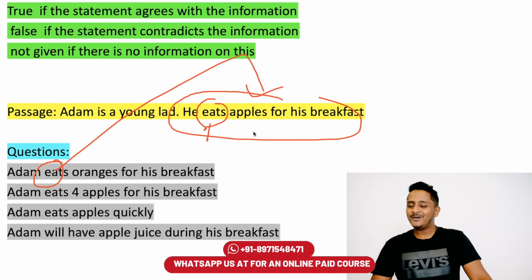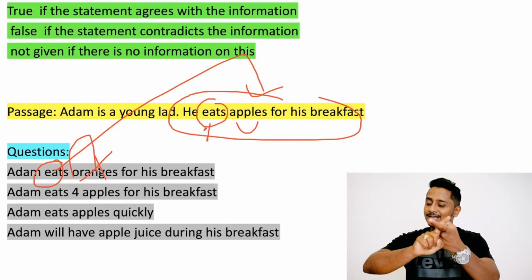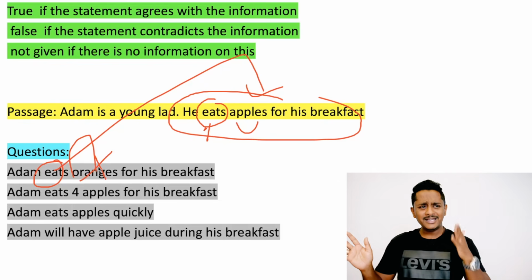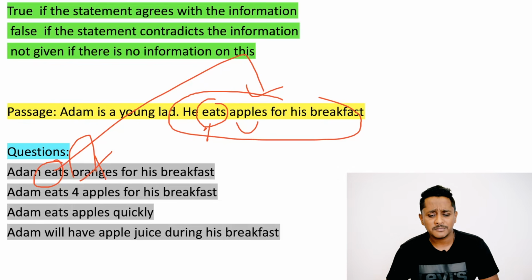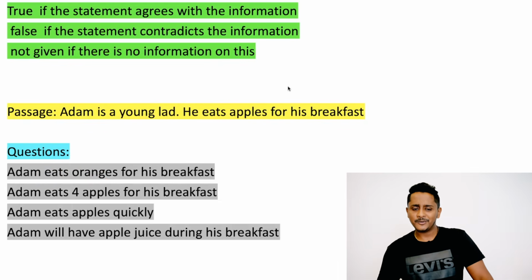Give it a thought. What he eats apples. He doesn't eat oranges. So eating oranges is exactly contradicting. It is matching in the other direction. What he eats apples, not oranges for his breakfast. Hope you are getting it. This is where IELTS tricks you.